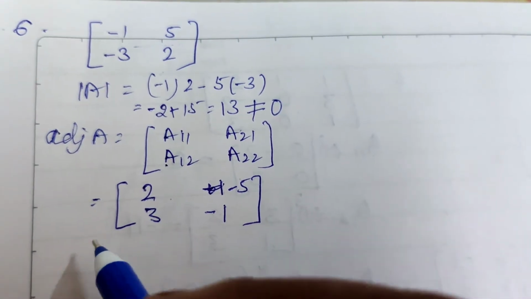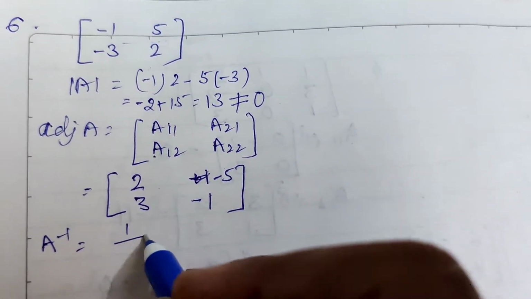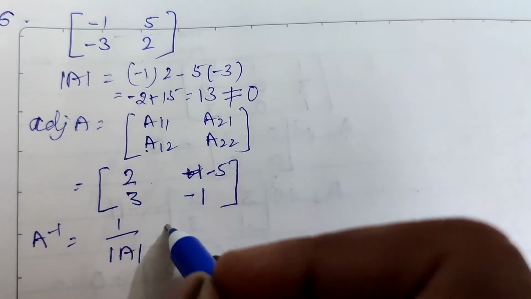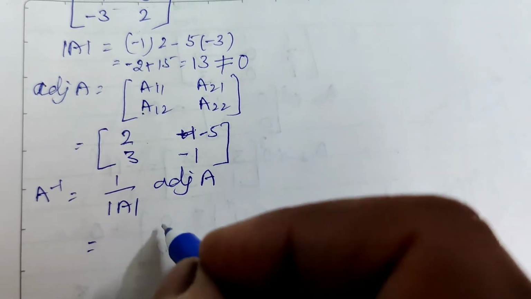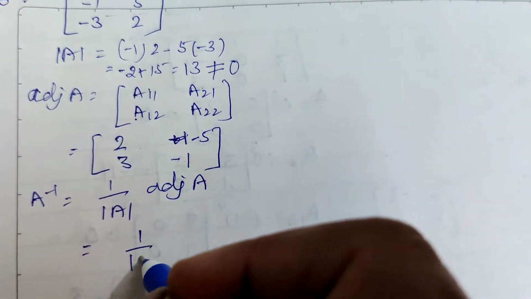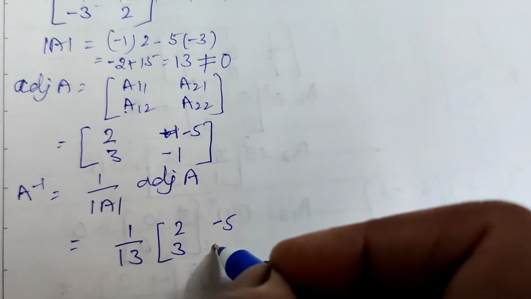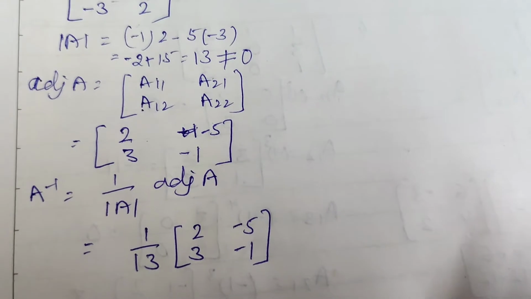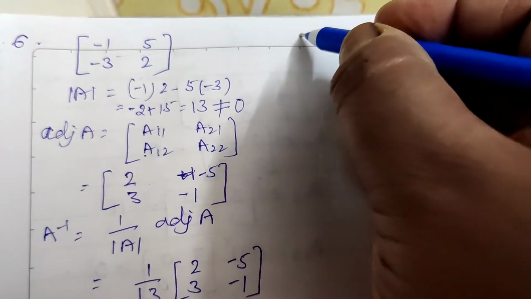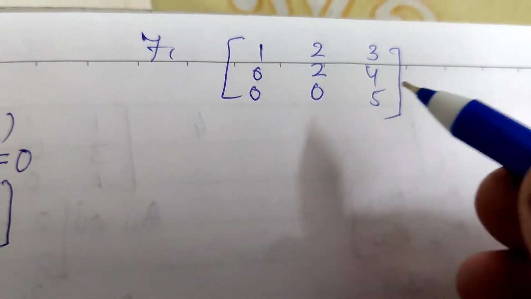Okay. Now the inverse is 1 upon determinant of A into adjoint of A. 1 by 17, matrix 2, 3, minus 5, minus 1. This is the inverse. Now question number 7.